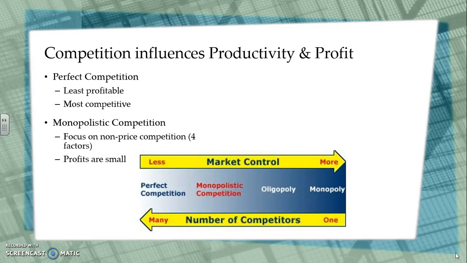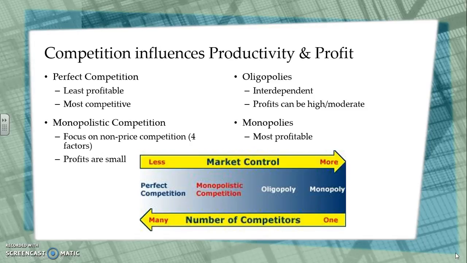Monopolistic competition focuses on the non-price competition that we went through in class, those four factors, and profits are usually very small in monopolistically competitive industries. Oligopolies, because you gain more market control and you have fewer competitors, are still interdependent, but profits are higher or moderate, depending on the industry that you're in. And finally, monopolies. Monopolies are most profitable because there's one or no competitors usually, and market control is highly significant. So let's look at each of these in turn, looking at their productivity and profit.